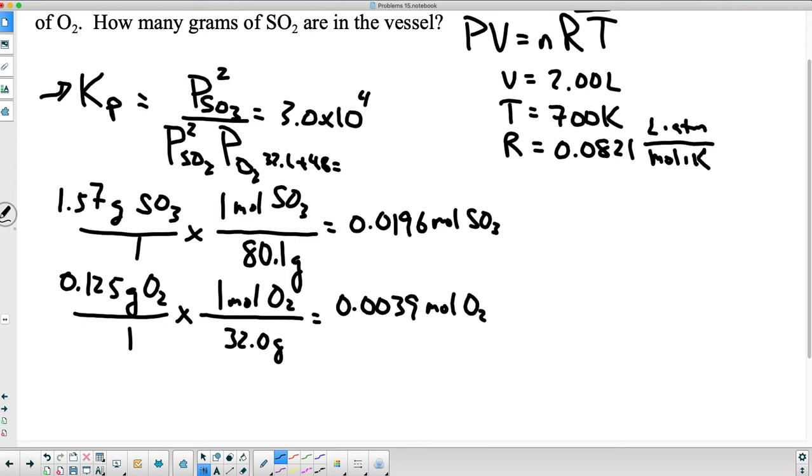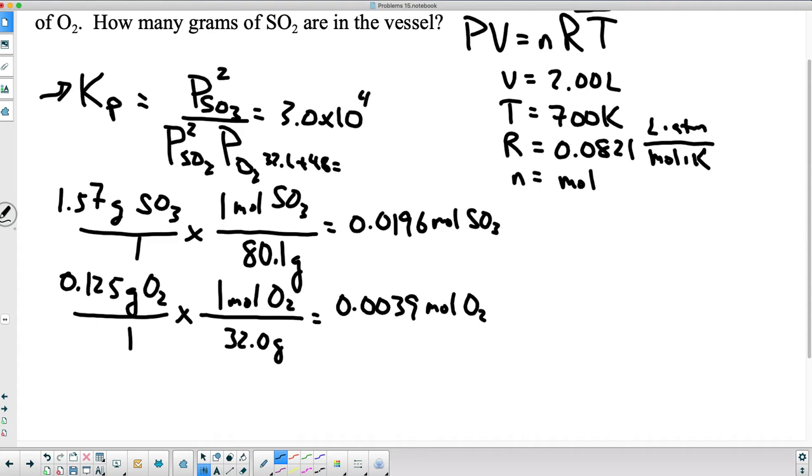And that's moles of O2. Okay, good. So now we got the moles part. Actually, if we take a look at our equation, the letter N is the number of moles of the gas that we're talking about. So now we have the N for both SO3 and the N for O2.